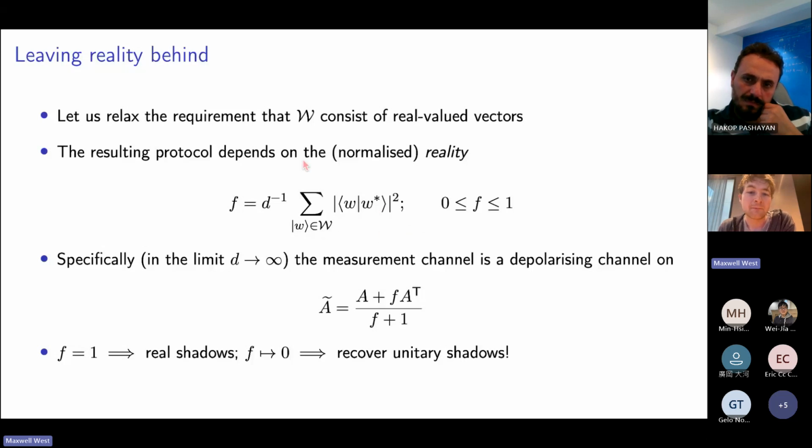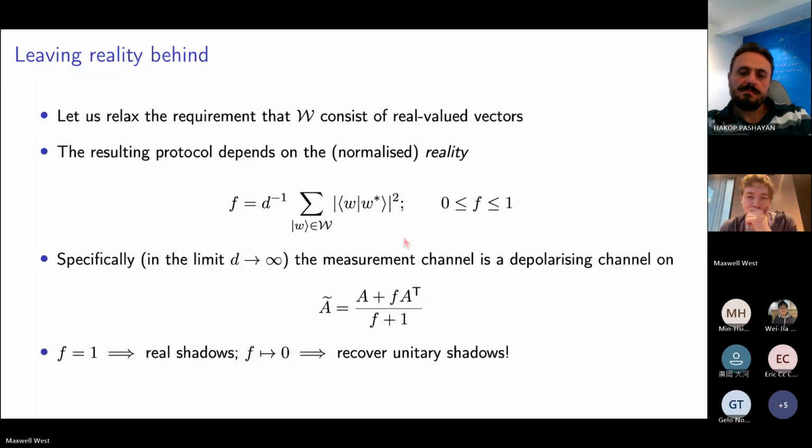But if you take the orthogonal shadows and then just drop this sort of reality requirement on the basis vectors, what we find is that when you go through everything, the protocol, the only dependence of the protocol on W comes in through this quantity here. So this is just the average over the basis of the overlap between the vectors and their conjugates. So for example, in the original case, the real shadows case that we were doing before, these numbers were always 1, and there's d of them, so f was just 1.